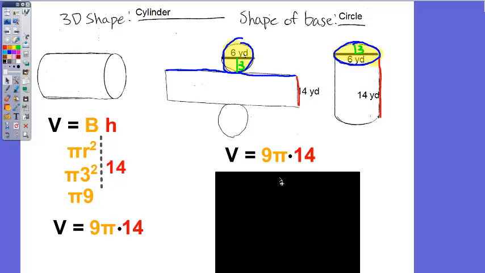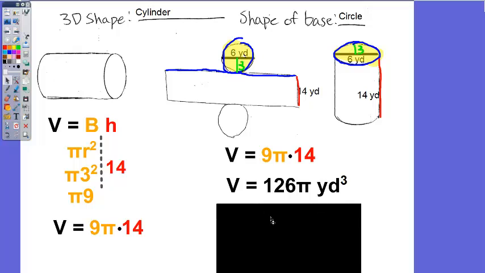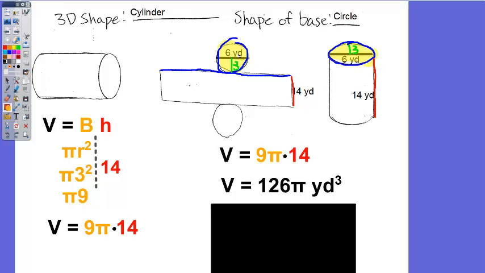That way, instead of having to deal with the whole shape and getting confused, I'm looking at only this part of the shape. 9 times 14 would get me 126 pi. I'm going to move pi over here so that you don't think that's part of the formula. If our question is asking for our answer in terms of pi, we would be done.